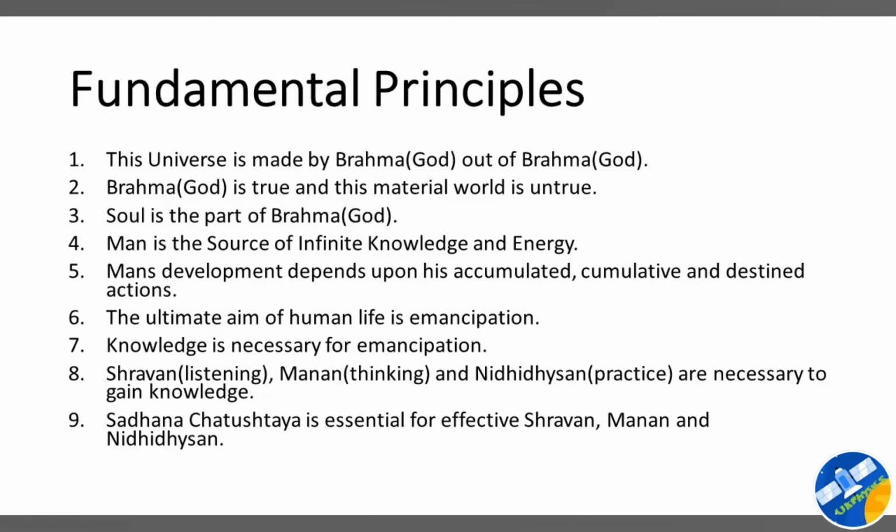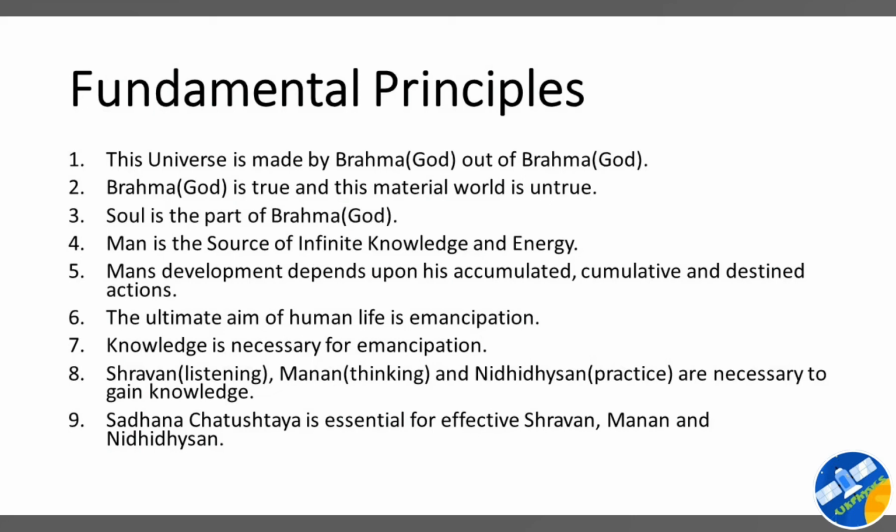Number 1, this universe is made by Brahma, out of Brahma. Brahma, which means God, is true, and this material world is untrue. Soul is the part of Brahma. And since men have a soul and soul is part of Brahma, so there is infinite knowledge and energy in man, but he is unable to recognize this infinite knowledge and energy due to illusion, Maya. And a person who recognizes his soul comes to know everything and is able to do everything. Next, man's development depends upon his accumulated, cumulative and destined actions.